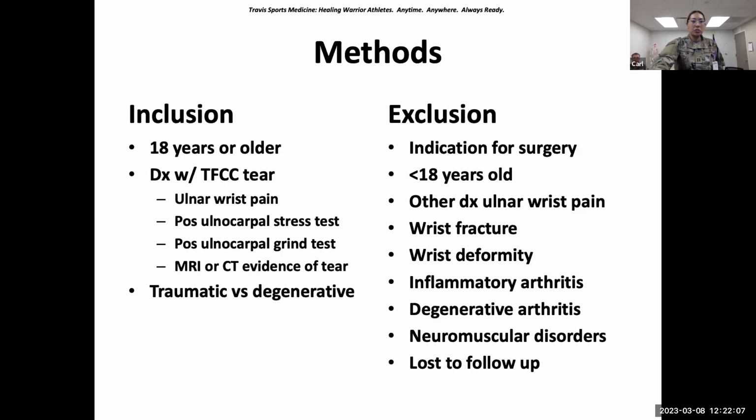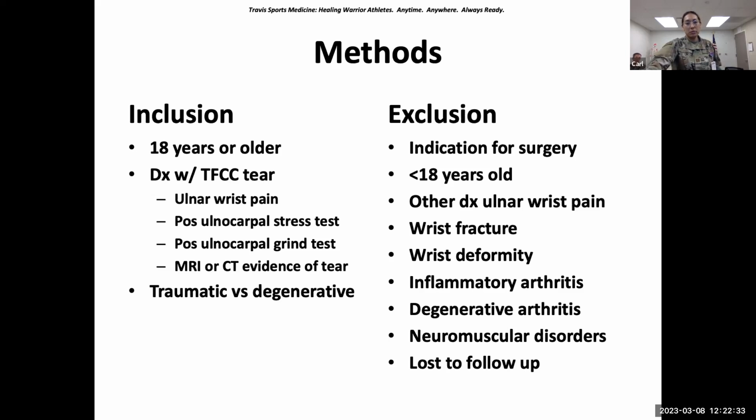So to dive into the methods, inclusion: 18-year-olds or older, they had to be diagnosed with the TFCC tear. So they had to have all these findings on exam, and then also MRI and CT evidence of tear. And then they included traumatic and degenerative changes. And exclusion was indication for surgery.